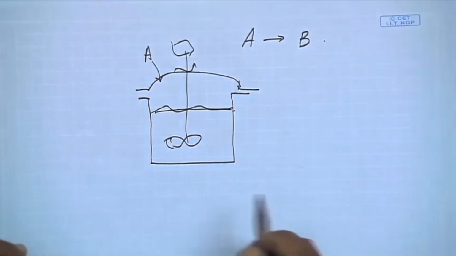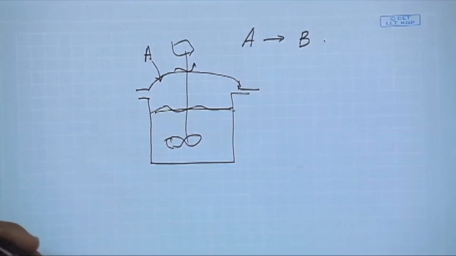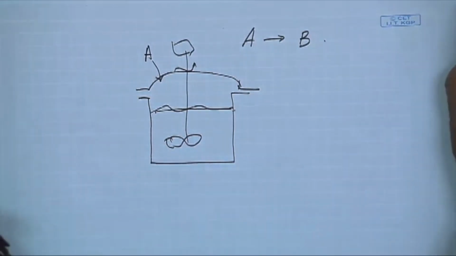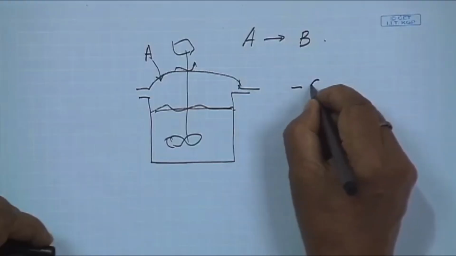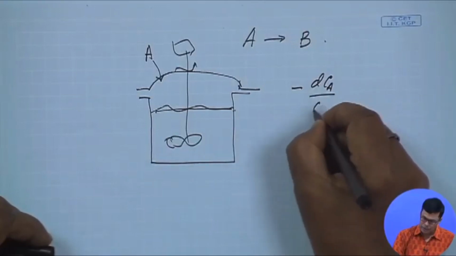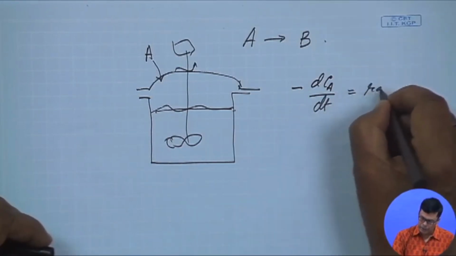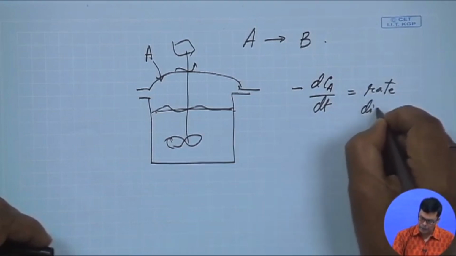Now if you look at this equation, rate of input equals rate of output plus rate of disappearance plus rate of accumulation. Here, rate of input is 0 because we are taking the substrate at one time. Rate of output: you are not taking any output from the system, so rate of output will be 0. What is the rate of disappearance? We have seen that when A is converted to P, we can write the rate of disappearance as minus dCA by dt.